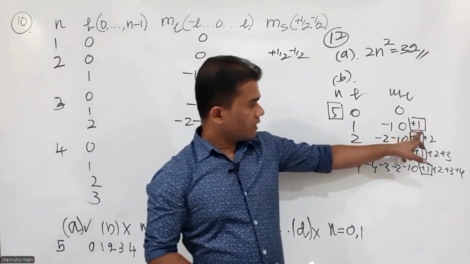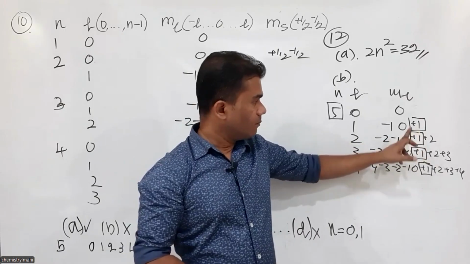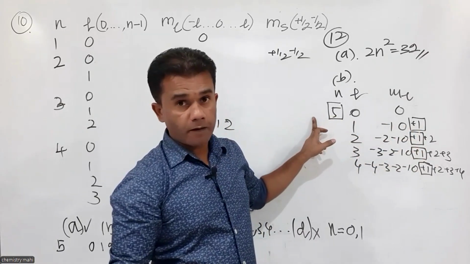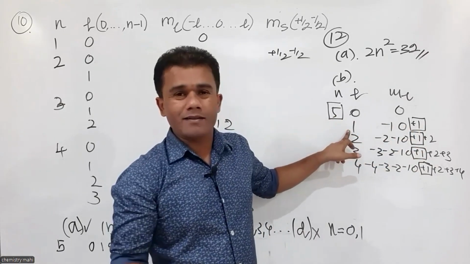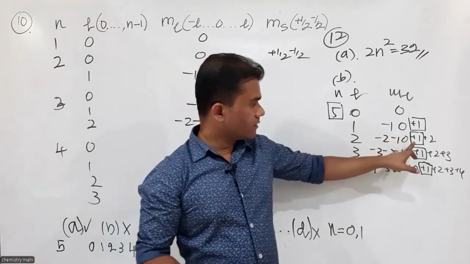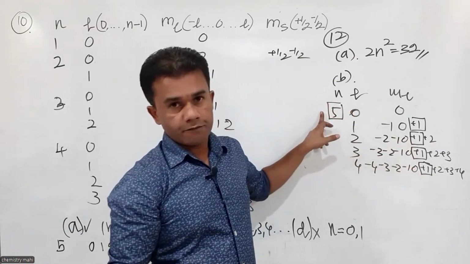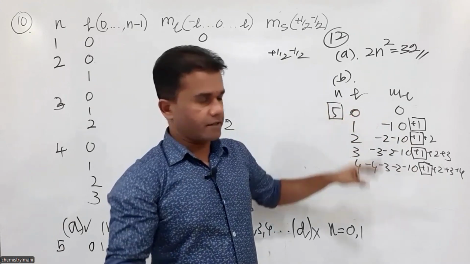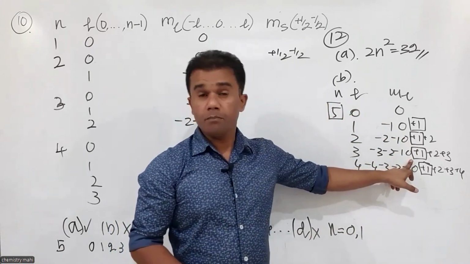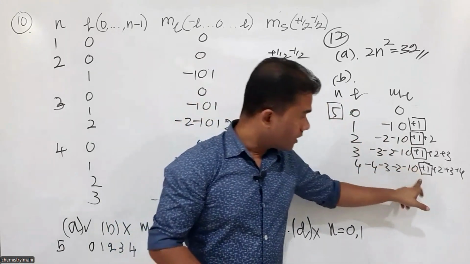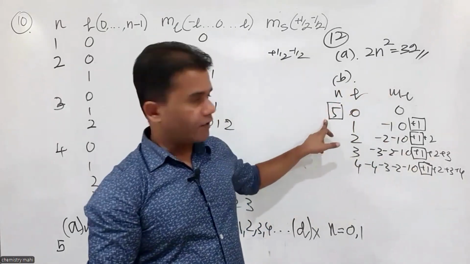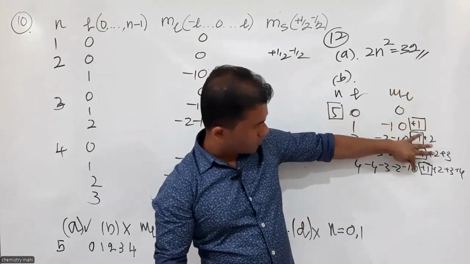Is this possible? Yes, possible. ML 1, n equals 5. L 1 doesn't matter. They have not given the L. Is this possible? Yes. Why? ML plus 1 in 5. L 2 doesn't matter. Is this possible? Yes. ML plus 1 in 5. ML plus 1 in 5. Therefore, these 4 are possible.